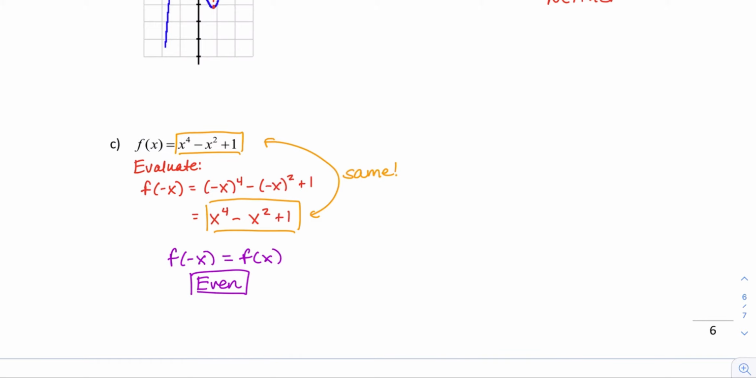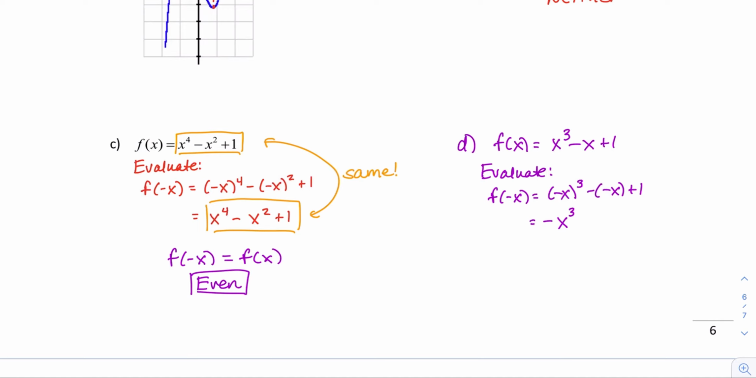Just to make sure that's clear, let's look at one last example. What if our function had been x to the 3rd minus x plus 1, and we wanted to know is this even, odd, or neither? Same plan, we're going to evaluate at f of -x as our input. So I have (-x) cubed minus (-x) plus 1. Here, negative times negative times negative, 2 of those negatives will cancel out, but we're still left with a negative. So it's still going to be the opposite of x to the 3rd. Negative times negative, we're going to have plus x plus 1.